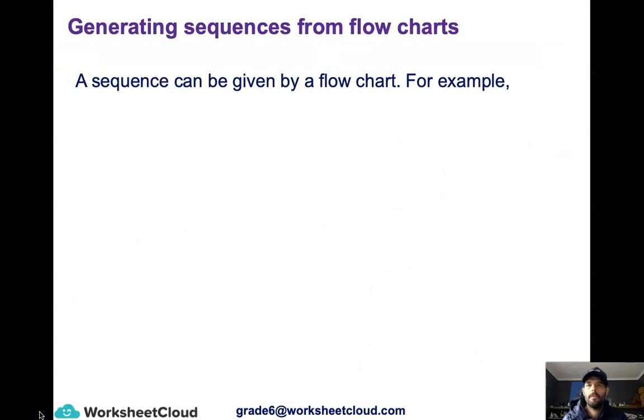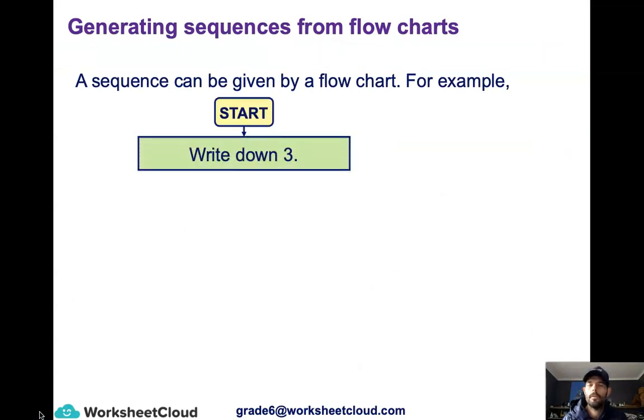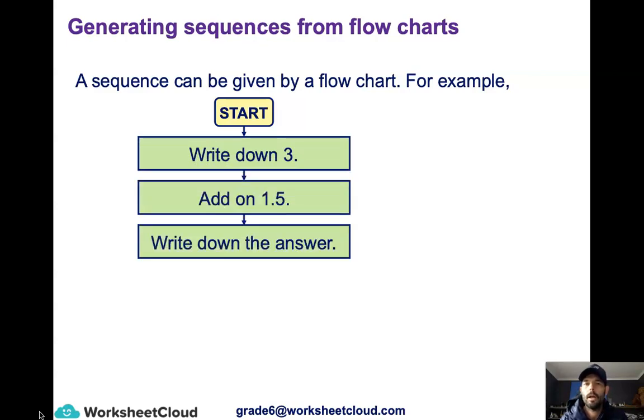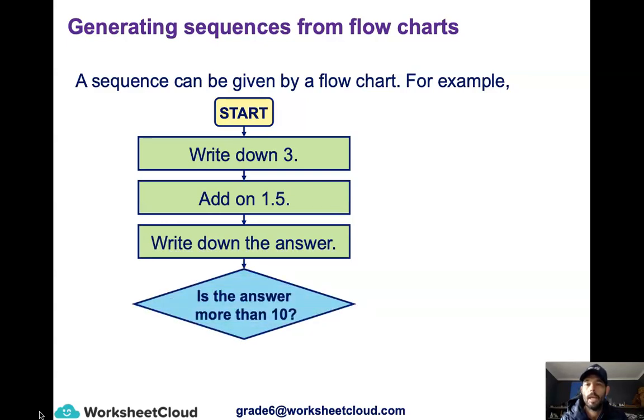So what do I mean by a flowchart? Well, here's an example of a flowchart on your screen. So if I asked you to write down 3, add on 1.5, get an answer, write that answer down. Is your answer more than 10? If not, then add on another 1.5, write that answer down. If that answer is more than 10 and the answer is no, then you just add on another 1.5. Then when you get to an answer that's more than 10, you stop.